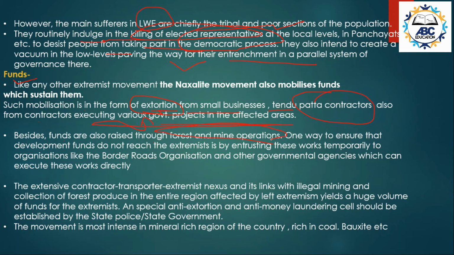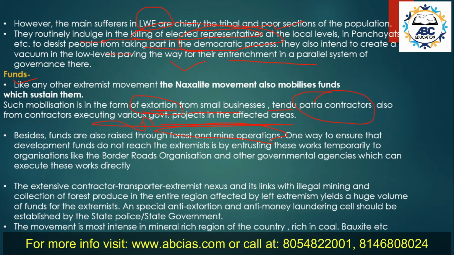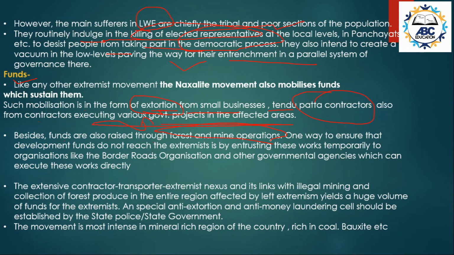And also funds are raised through forest and mine operations, because these areas, wherever in the Chhattisgarh belt or in Jharkhand this Naxalism problem exists, are very mineral rich regions of the country. Okay, they are very mineral rich regions of the country, but there are a lot of contractors and a lot of people who are engaged in illegal mining in these areas.